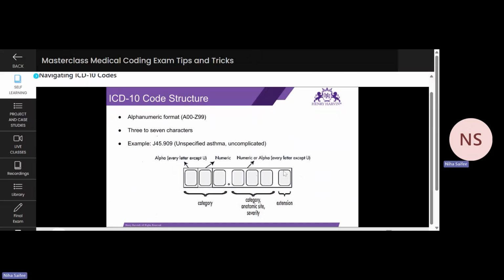And the last character is an extension. Okay. Like just now I talked about initial diagnosis or follow-up. So initial will be A. So if I have a certain set of codes and last I have an A, okay, that indicates that this is an initial diagnosis. Okay. If I have D, then that means it's a follow-up. Okay. If there is an S, that means it's a sequela. Okay. There are other characters also which represent other extensions. We can talk about it when we do a detailed explanation about this.